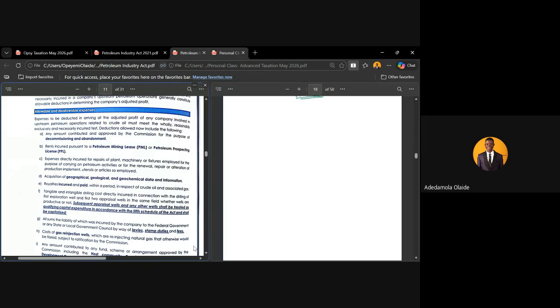Any liability that is incurred by the company or paid to government, be it federal government, state government, or local government, by way of levies, stamp duties, and fees are allowable.